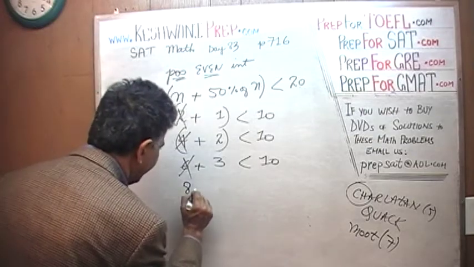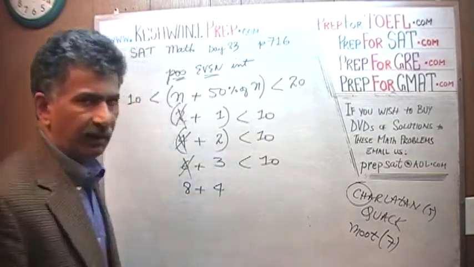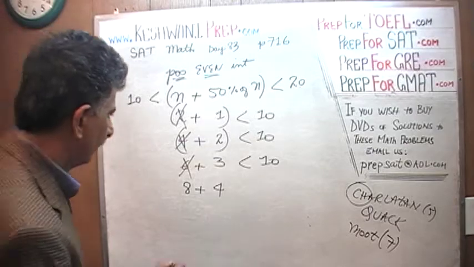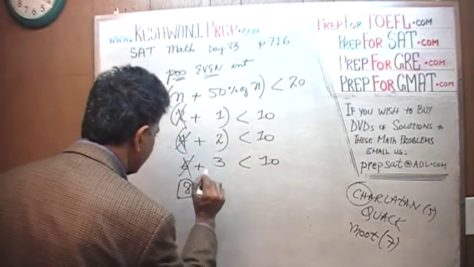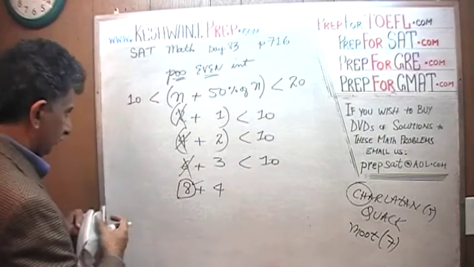Let's try 8. 8 plus half of 8. Half of 8 is 4. 8 plus 4 is 12. Oh, that does work actually. So we found the first winner.